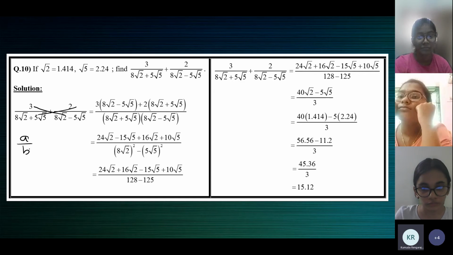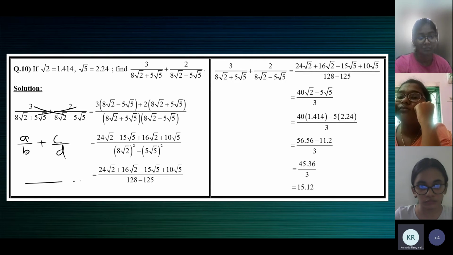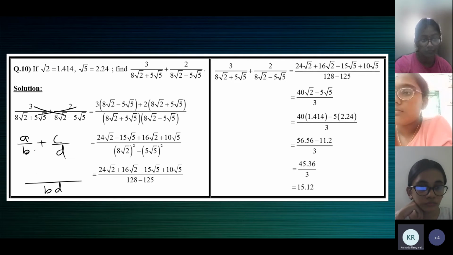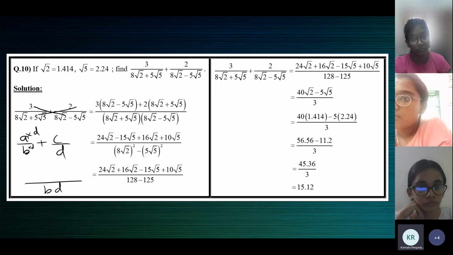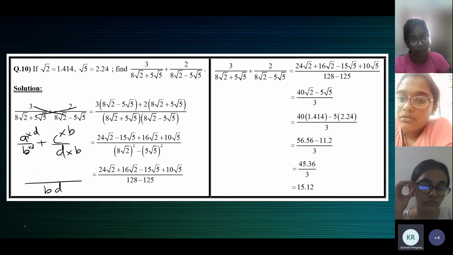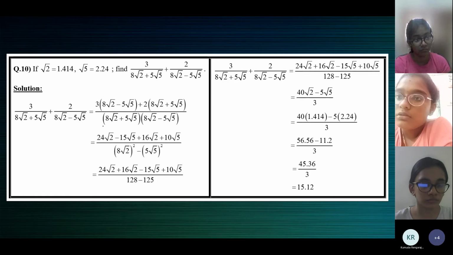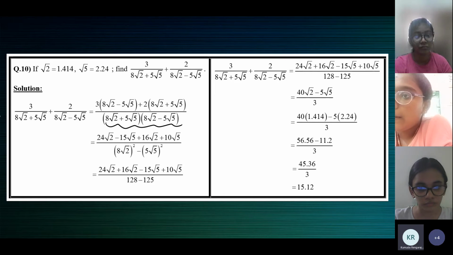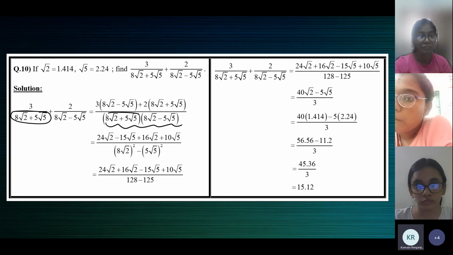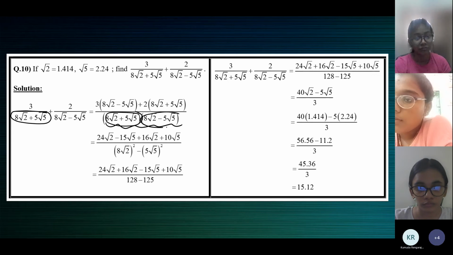I told you the other day, when you have A by B plus C by D and the LCM is BD, there is B here, but the denominator is BD, so you should multiply the numerator by D. Here there is only D, but the LCM is BD, so you should multiply the numerator by B. The same idea, same thing. This is the common denominator. You have this denominator in the first term. You don't have this. So multiply the numerator with what is not there.